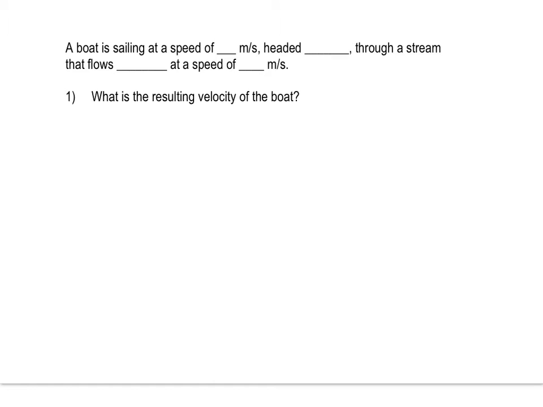Okay, so to do this first group of problems, there's a couple of numbers that we're asked to decide on for ourselves. It says a boat sailing with a speed of, I think I'm going to have my boat going at 6 meters per second, and we'll have our boat trying to sail west through a stream that flows, how about south, at a speed of, let's go 4 meters per second. All right, so question 1 says, what's the resulting velocity of the boat?